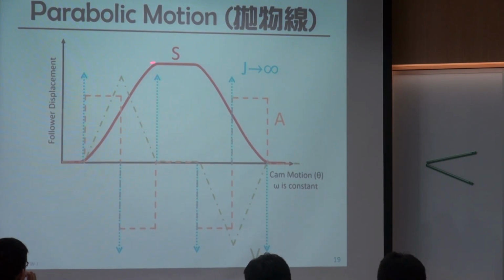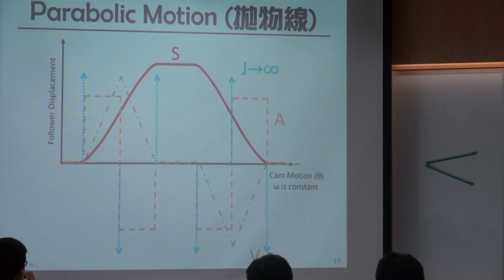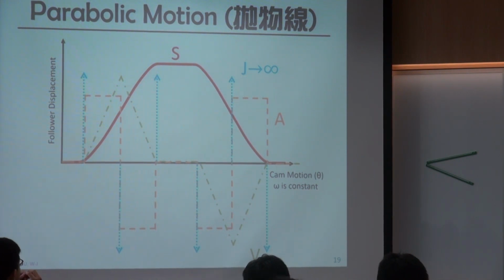So parabolic motion is better than the previous one. At least right now we don't get an infinite acceleration, but we still get infinite jerk. So it's better, but it's still not the best because the discontinuous acceleration still leads to the infinite jerk.